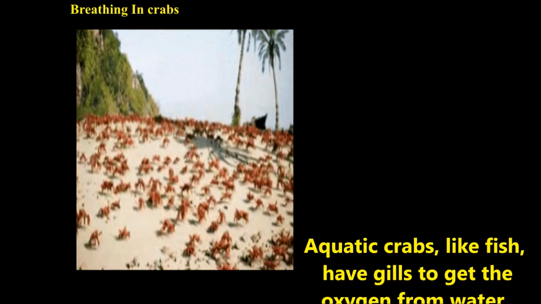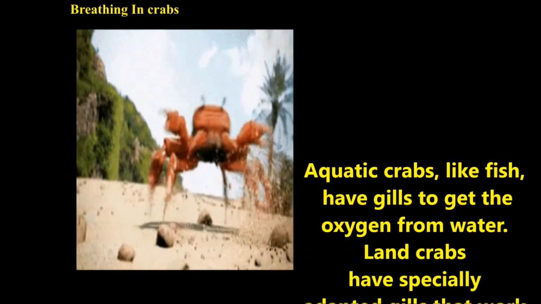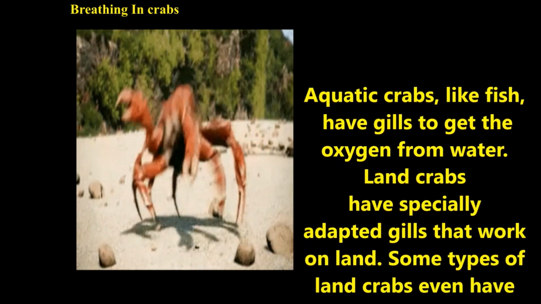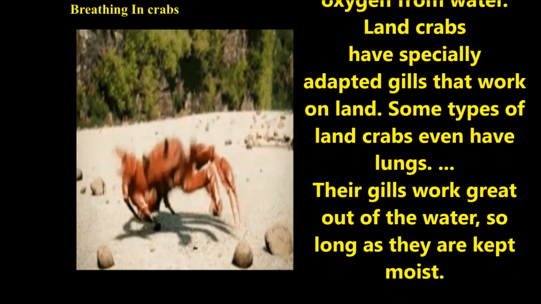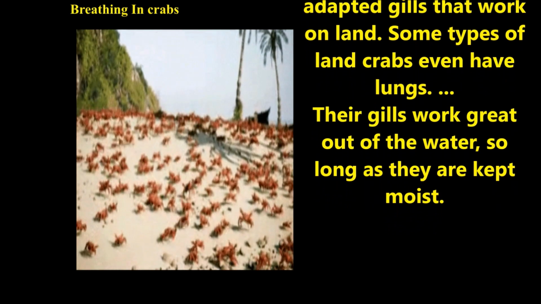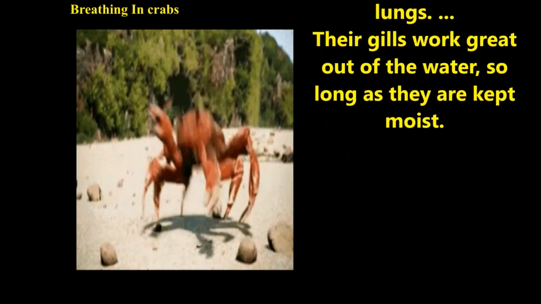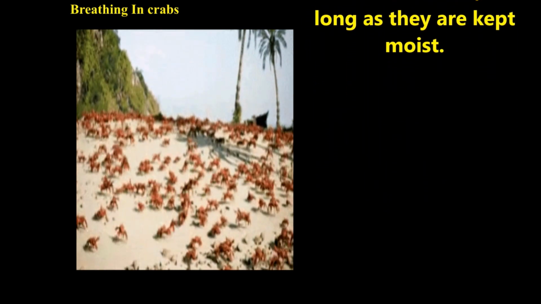Aquatic crabs, like fish, have gills to get the oxygen from the water. Land crabs have specially adapted gills that work on land. Some types of land crabs even have lungs, so their gills work to get oxygen out of the water as long as they are kept moist.